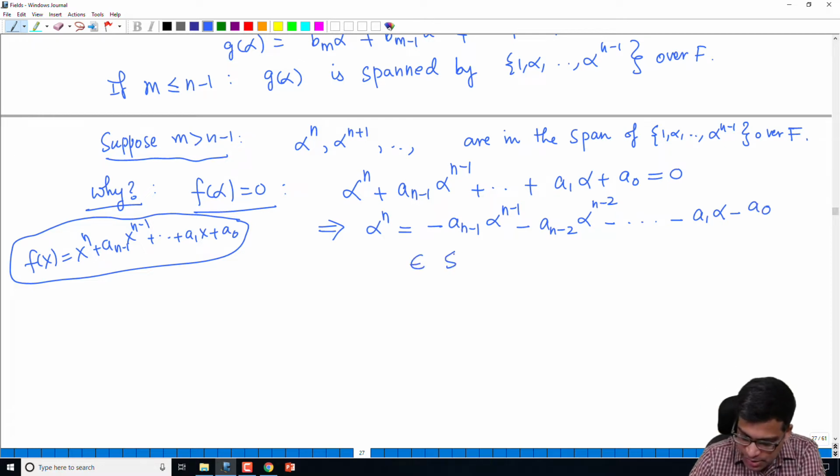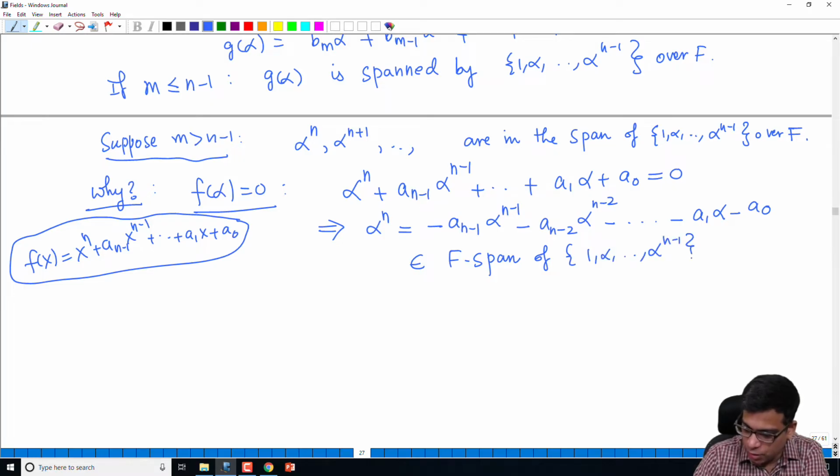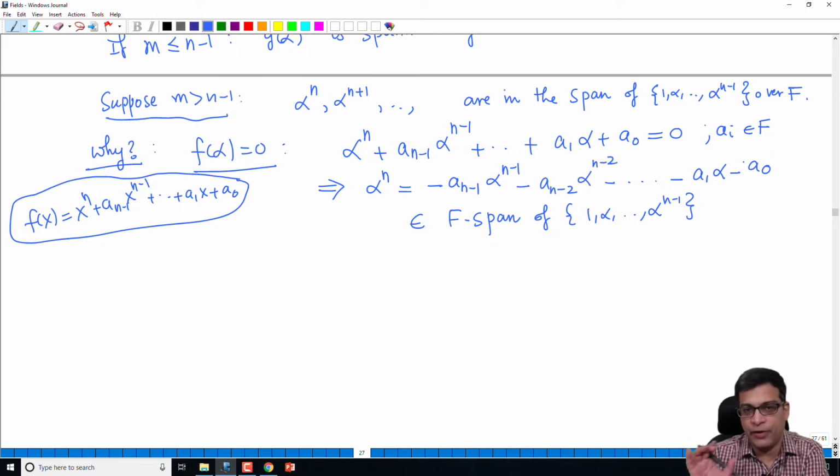But this is obviously in the F-span of the set 1, alpha, ..., alpha^(n-1), because the only powers of alpha that you see here are alpha^(n-1), alpha^(n-2), down to alpha^0, and the coefficients are all in F. That is an important point. So alpha^n can be written as a linear combination of 1, ..., alpha^(n-1). What about alpha^(n+1)?